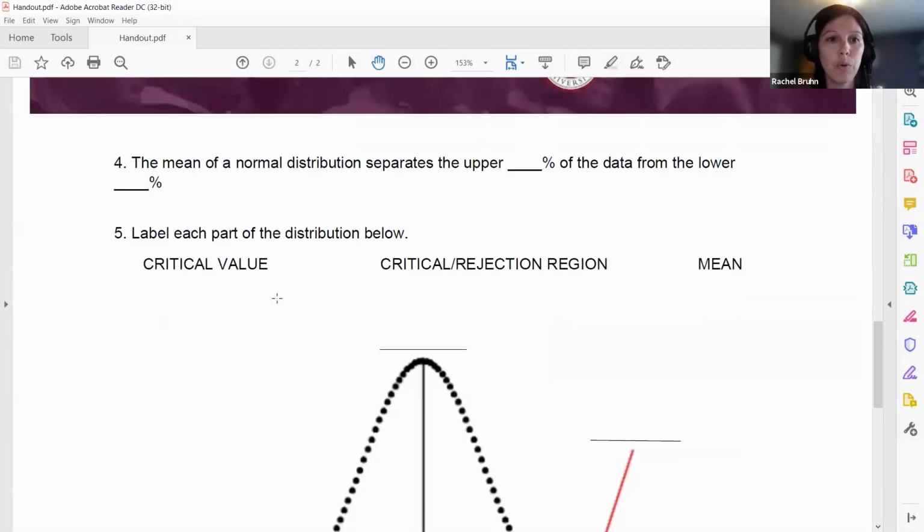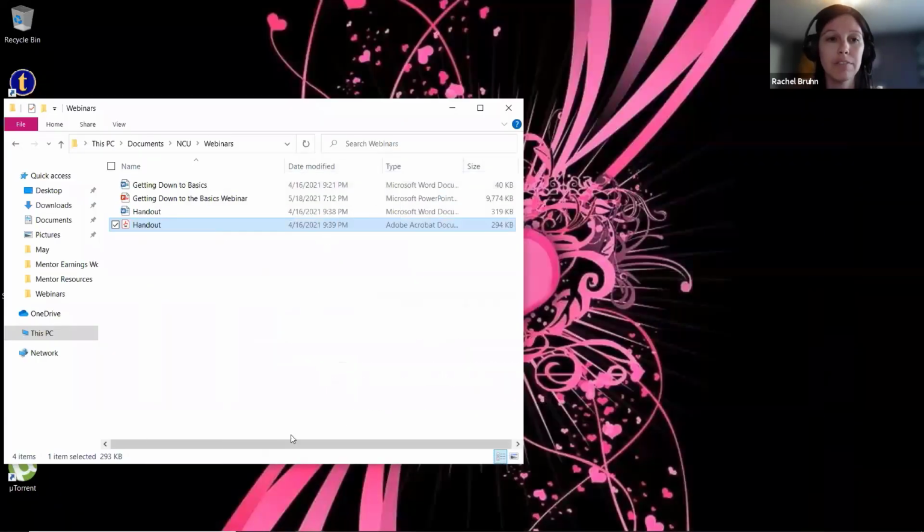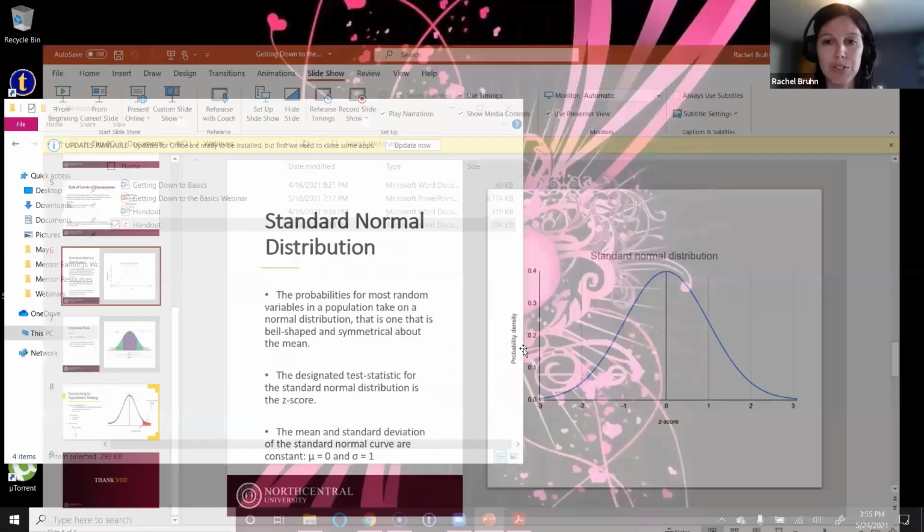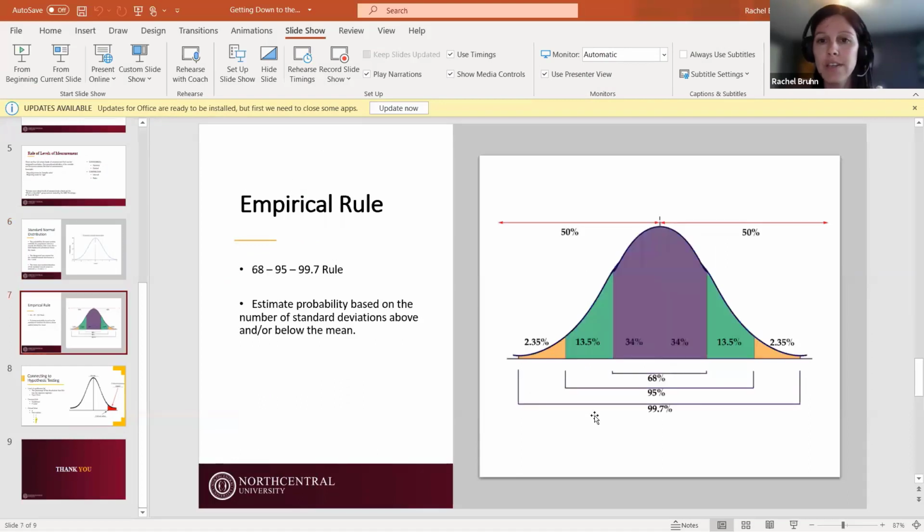And then number 4. The mean of a normal distribution separates the upper blank percent of the data from the lower blank percent. So this is working off of, I guess, the empirical rule, but also just general conceptualization. The mean of a normal distribution is always right in the middle. So it separates the upper 50% from the lower 50% because the mean is in the middle, and in a normal distribution, we can fold it in half and they match.